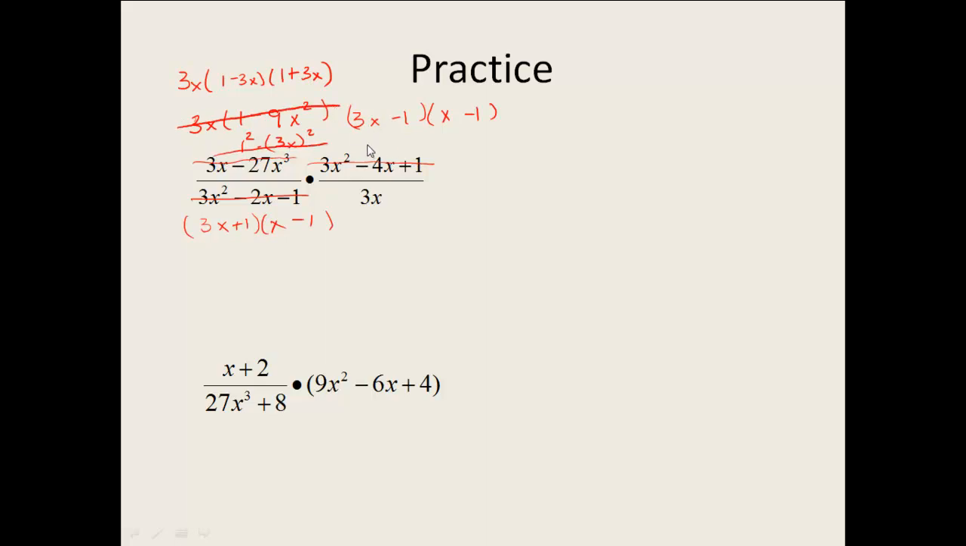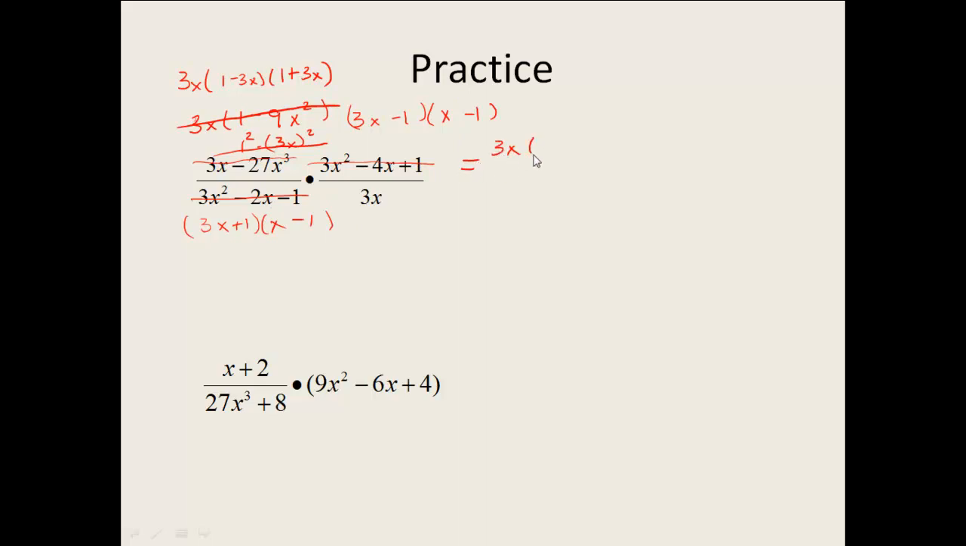The numerator of my second fraction is 3x minus 1 and x minus 1. And then the denominator of my first one is 3x plus 1 times x minus 1. And then the denominator of my second fraction I didn't have to change. So now I need to start looking for things to cancel out. And remember, it has to be a top canceled with a bottom.